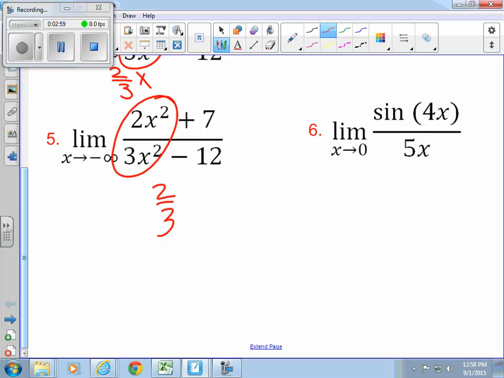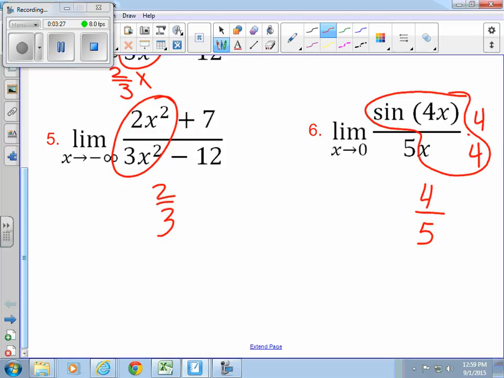This one's kind of tough, but you do have 2 options. My calculus class right now has to use special limits to do this, the sine of x over x limit. So they have to multiply this by 4 on top and bottom, and then regroup. This piece equals 1, so it reduces to 4/5. So that's why they have to do it.